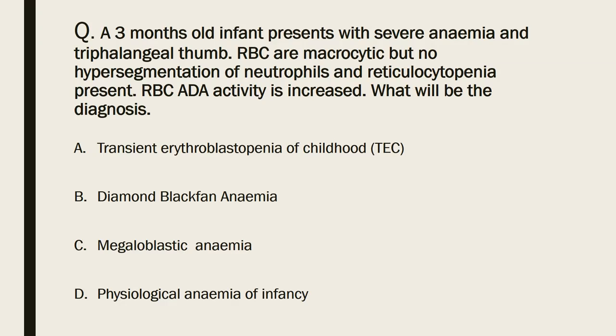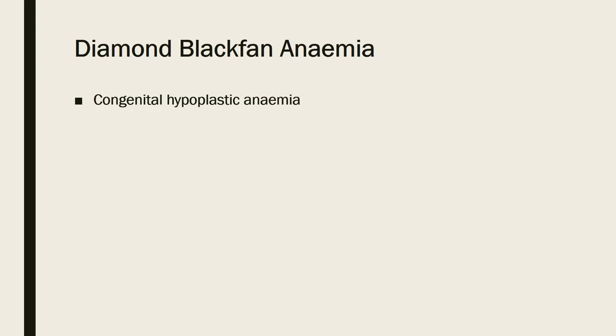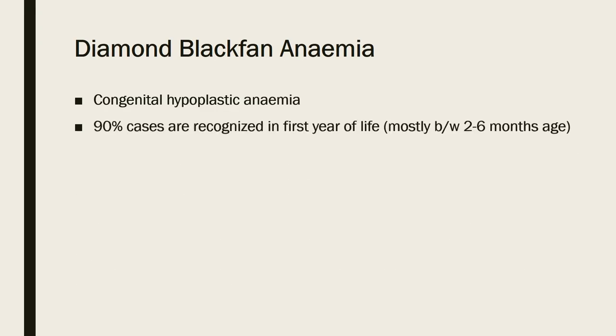And what about option C? In option C, hypersegmented neutrophils will be there and RBC ADA activity will be normal. So option C will not be correct. And in physiological anemia of infancy, all these things will not be there. So the answer is Diamond-Blackfan anemia. So Diamond-Blackfan anemia is the congenital hypoplastic anemia.